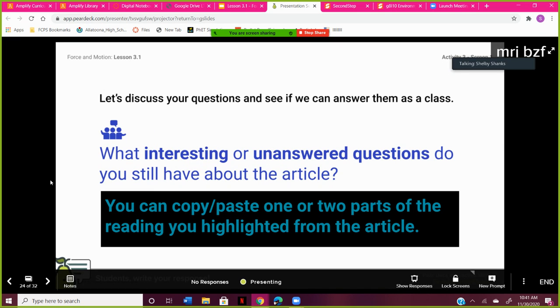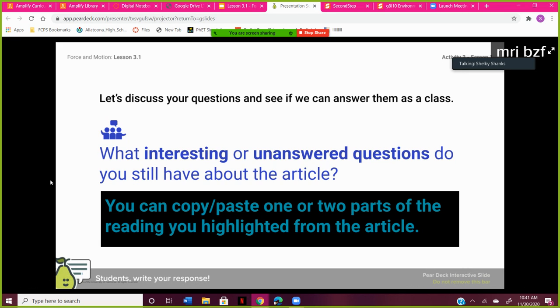All right, and this is where we're going to put them. This is where we're going to put some of those annotations or any questions that you have about the article. They don't have to be a question. They can just be an annotation that you thought was really important. So go ahead, put that in this slide on our Pear Deck. Any interesting facts or unanswered questions that you still have about the article.